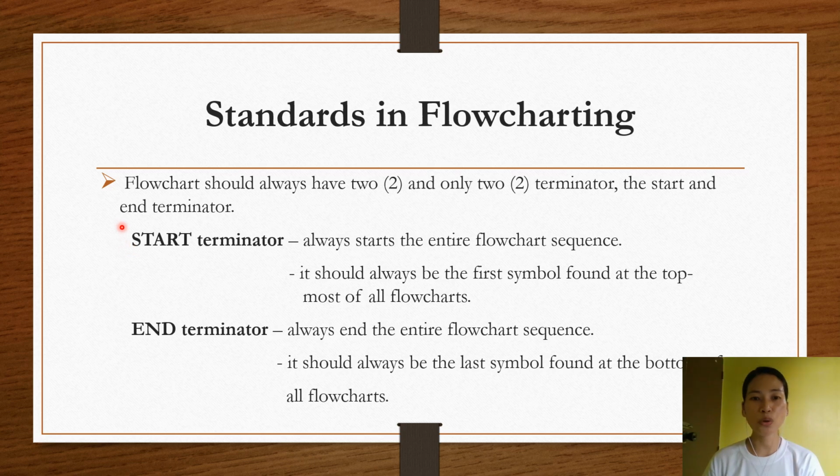A flowchart should always have two and only two terminators, the start and end terminator. The start terminator always starts the entire flowchart sequence. It should always be the first symbol found at the topmost of all flowcharts. And the end terminator is always at the end of the flowchart sequence. It should always be the last symbol found at the bottom of all flowcharts.